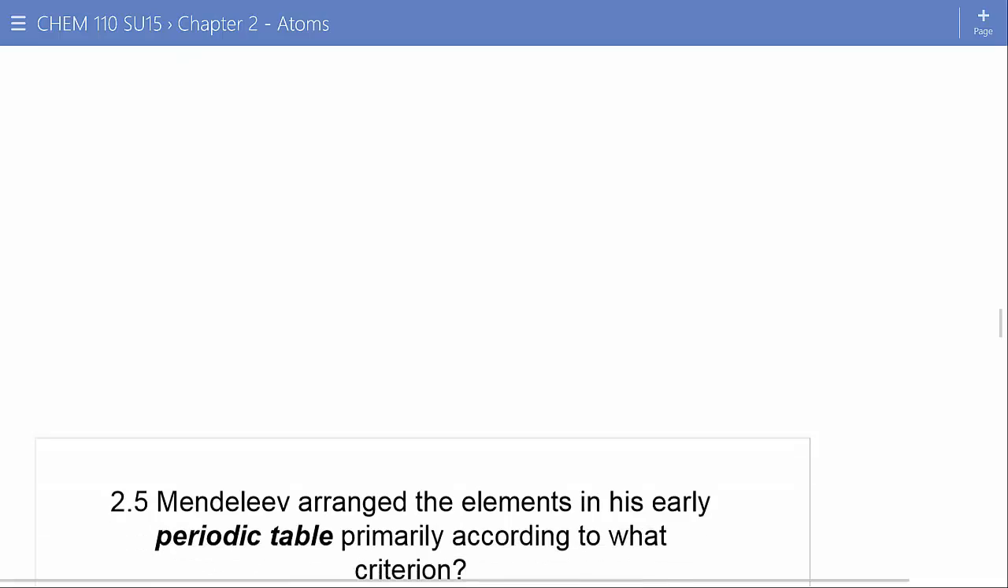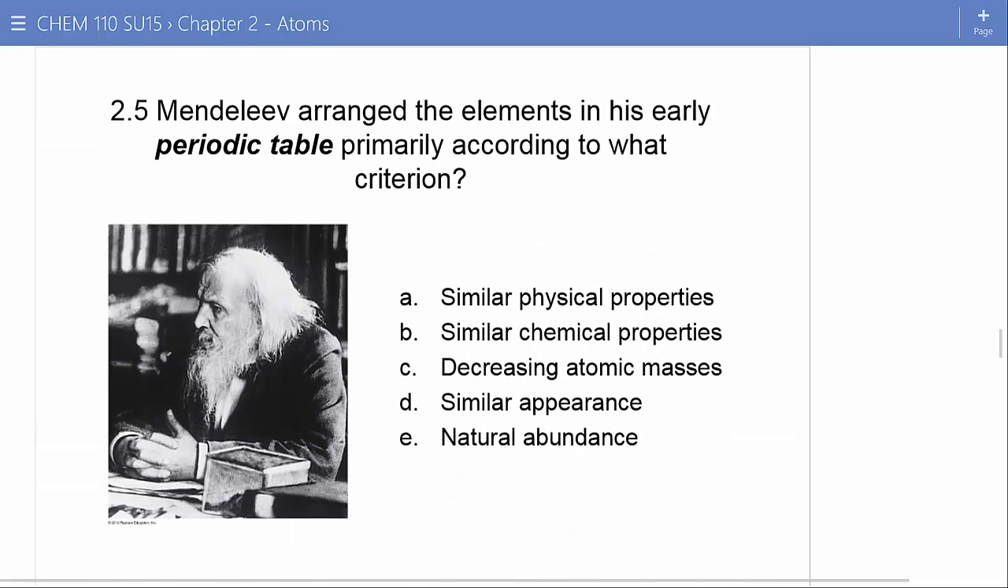All right. This is a picture of Dmitri Mendeleev. He looks like a wizard, I think. He arranged the elements in his early periodic table primarily according to what? Physical properties, chemical properties, mass, appearance, or abundance?